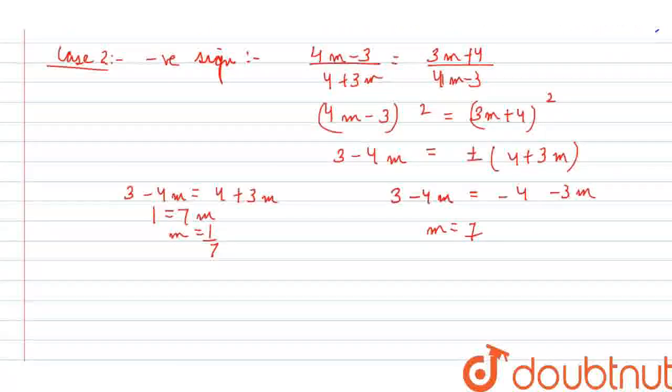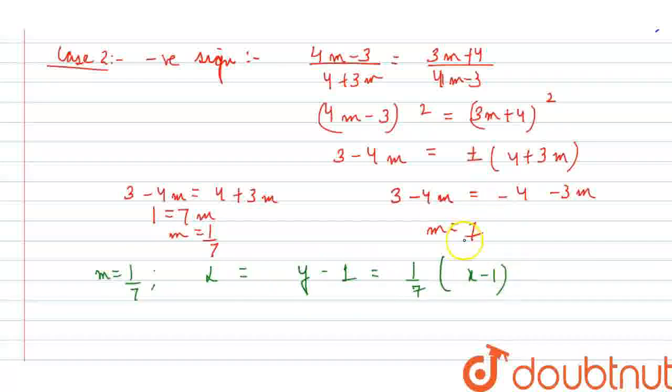Now therefore, what is the equation of the line? So we are talking about line L. So I'm taking m is equal to 1 upon 7. Then what would be the equation of line L? It will be y minus 1 is equal to m, that is, minus 1 upon 7 into x minus 1. So I'm taking minus 1 upon 7, x minus 1.